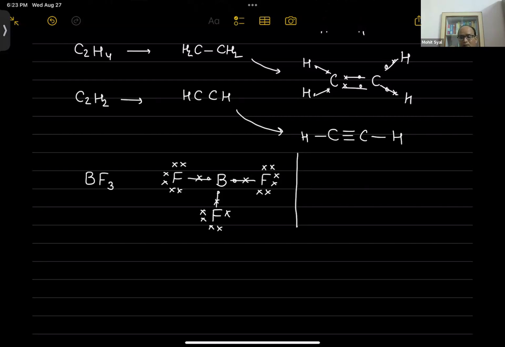Okay, let's try to draw the Lewis structure of another molecule which is not following the octet rule, and that is SF6. Are you getting my point? SF6.